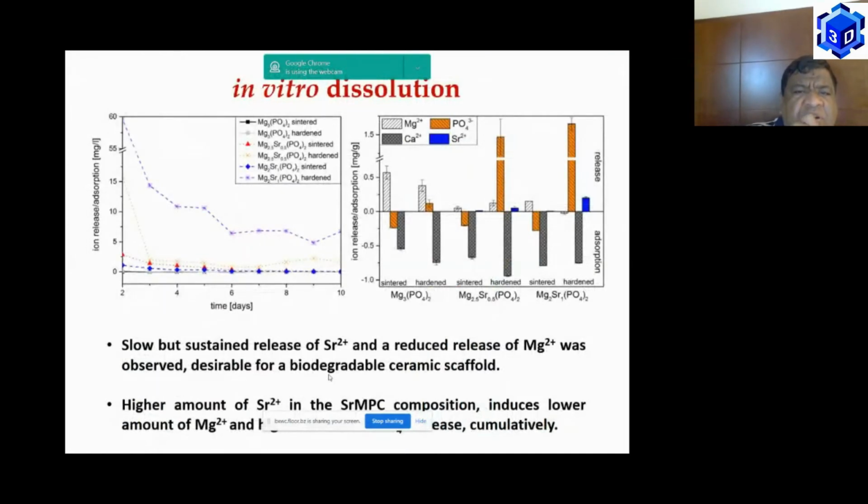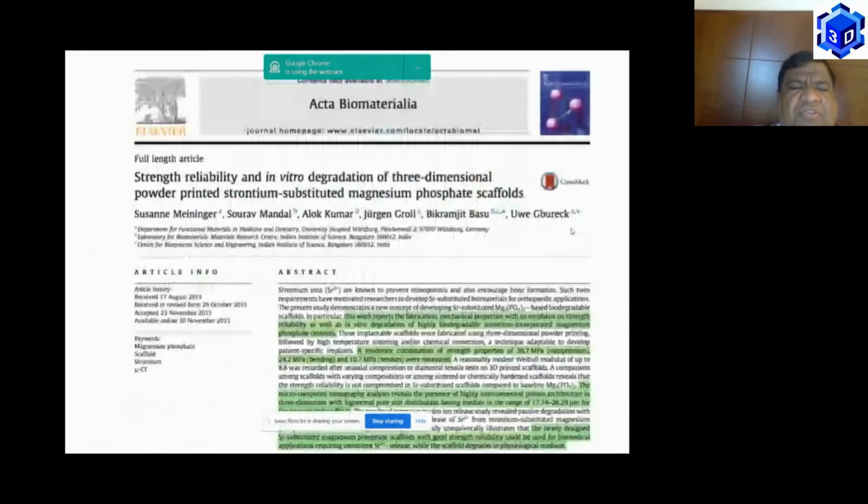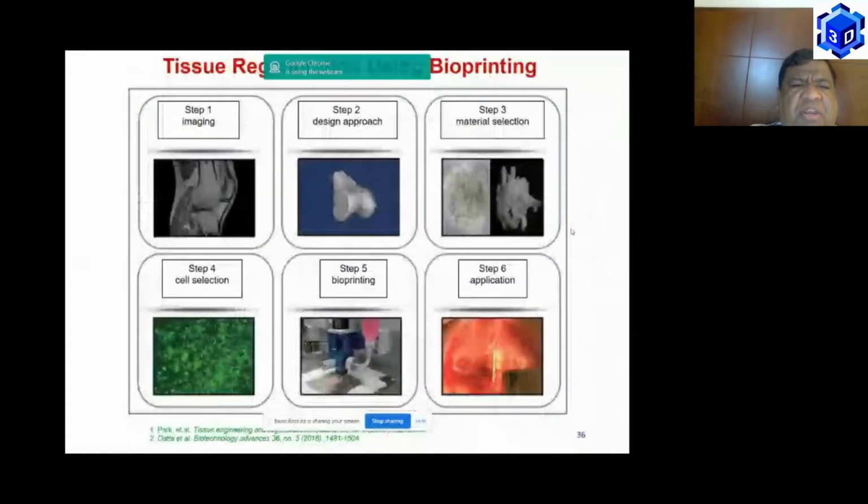In terms of in vitro dissolution, we studied these magnesium phosphate and magnesium strontium phosphate materials, and when the strontium content is a little higher, they show in vitro dissolution of strontium ions as well. So this work was published in Acta Biomaterialia.